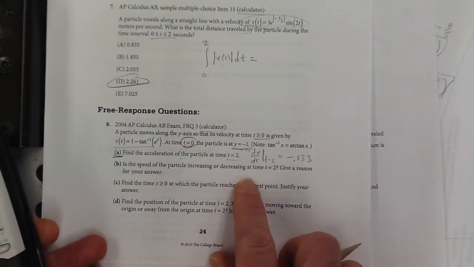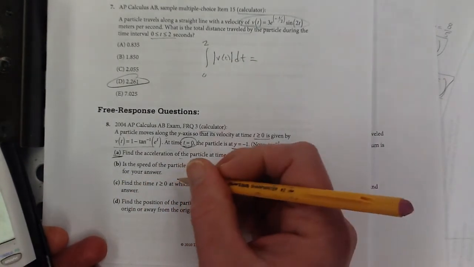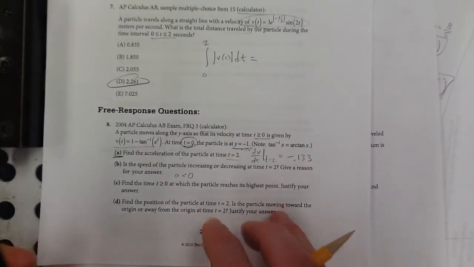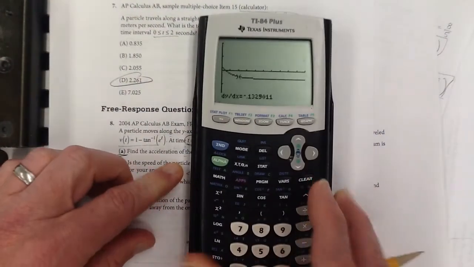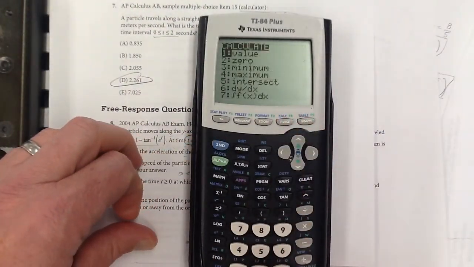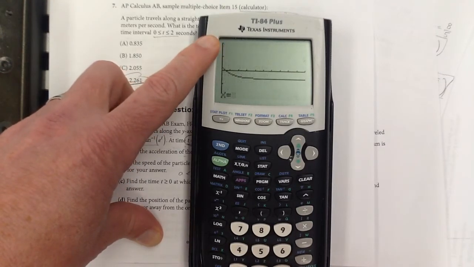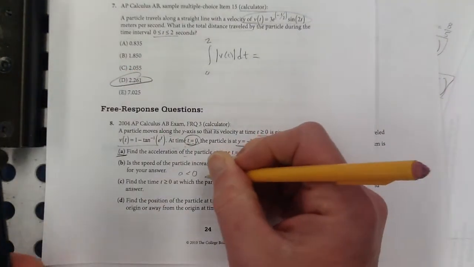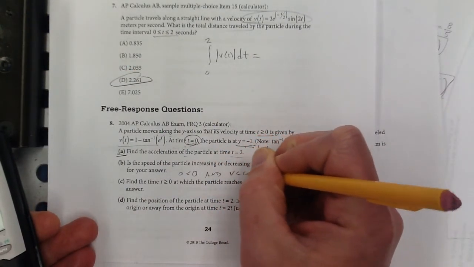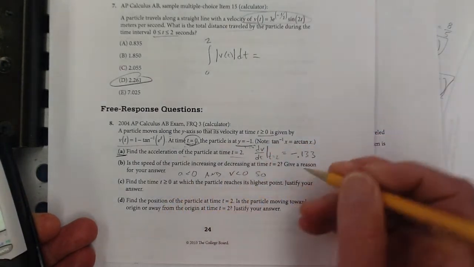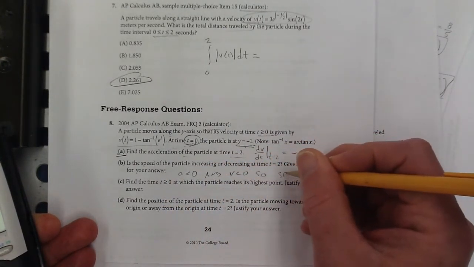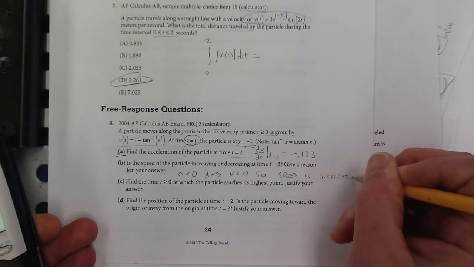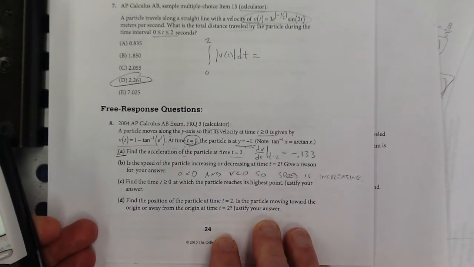Is the speed of the particle increasing or decreasing at time 2? Well, acceleration is negative, which I just found. And for the velocity, I just need to find the value. Second calculate, value 1, at x equals 2, is also negative. So the speed is increasing because they have the same sign.